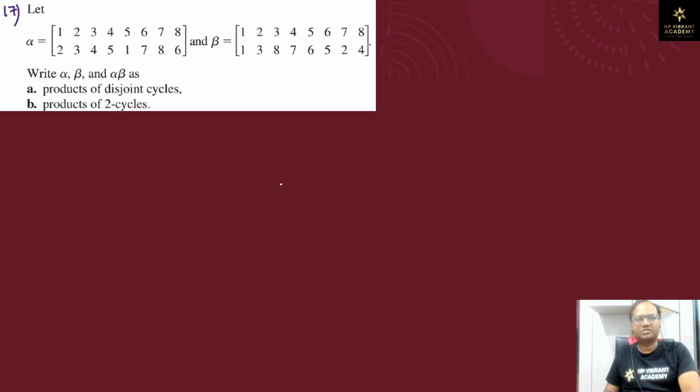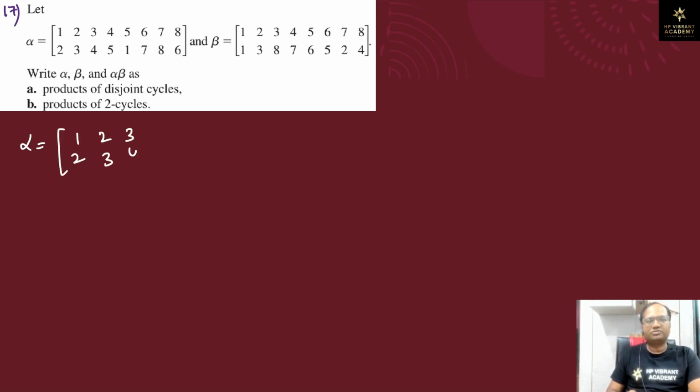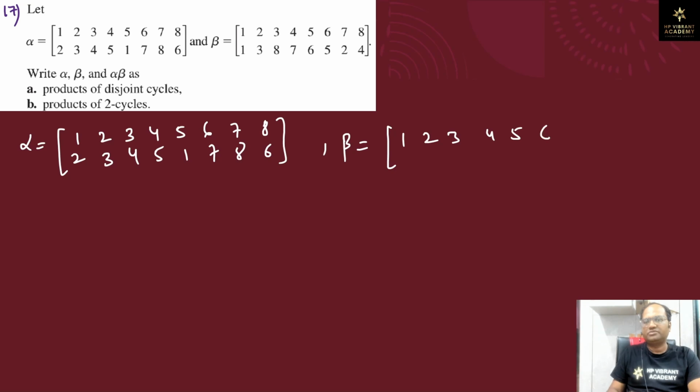Okay, now let us discuss question number 17. So we have write alpha, beta and alpha beta as product of disjoint cycles. So we have alpha as this is 1 goes to 2, 2 goes to 3, 3 goes to 4, 4 goes to 5, 5 goes to 1, 6 goes to 7, 7 goes to 8, 8 goes to 6. Now we have beta as this is 1, 2, 3, 4, 5, 6, 7, 8. Now we have 1, 3, 8, 7, 6, 5, 2, 4.